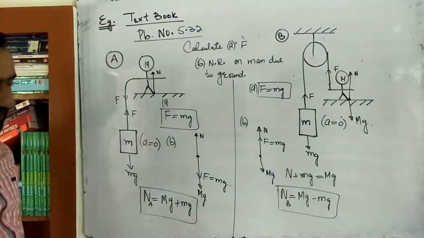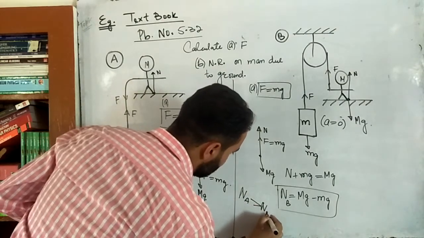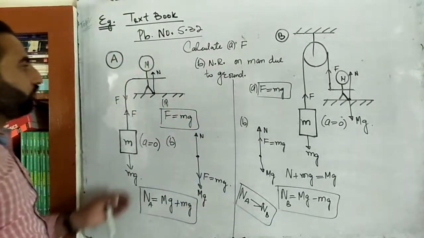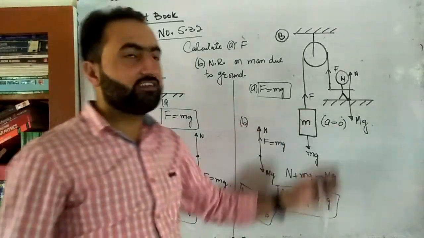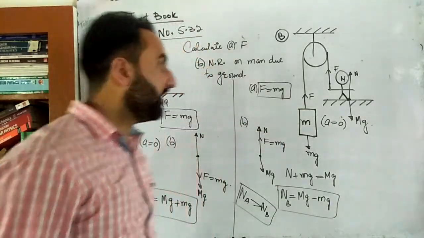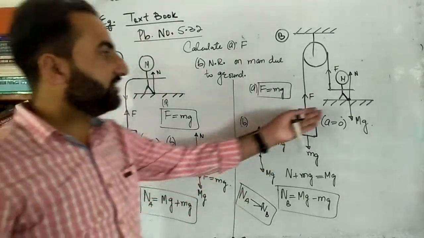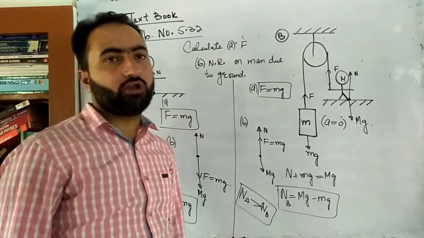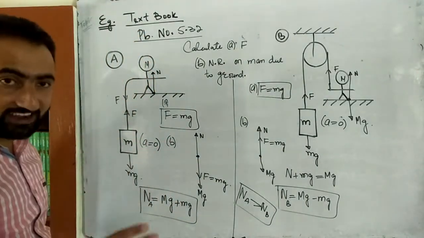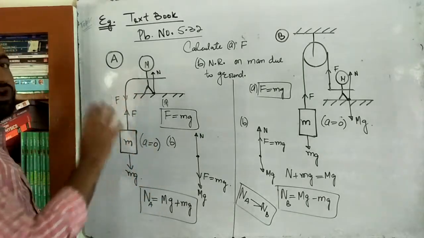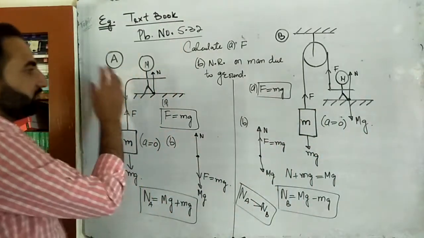Now if you clearly see, the normal reaction in case A is greater than the normal reaction in case B. That means the force exerted by the ground on your feet in this case is more compared to the force exerted by the ground on your feet in the other. That's why this person is less comfortable in pulling this block, and this person is more comfortable in pulling the block. The reason is normal reaction. Though the force exerted by the person in the two different cases is exactly the same, the normal reaction from the ground on the person in this case is greater compared to the normal reaction here. So that's why it becomes easier.